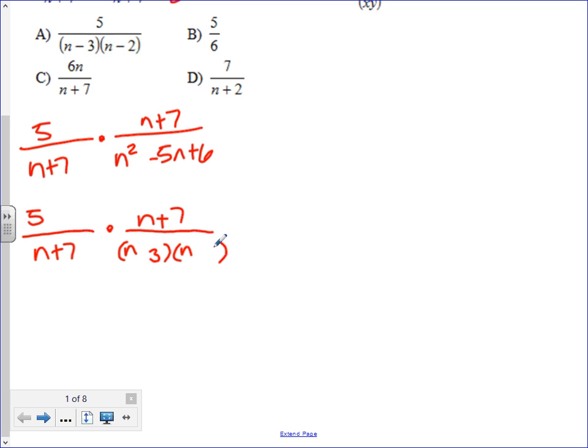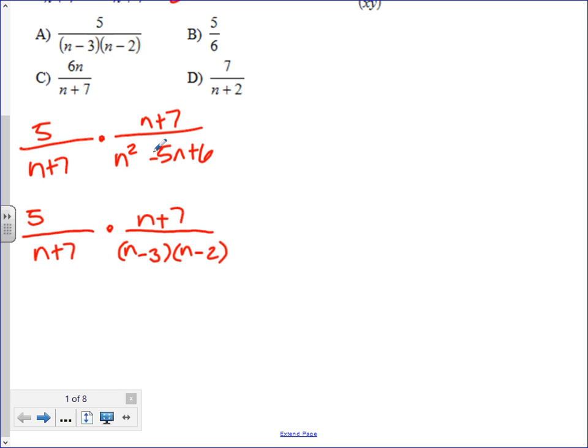Because 3 times 2 is 6, and 3 plus 2 is 5. What should your signs be? Keep in mind, you need a positive 6 here. How are you going to get that? Two negatives multiply together to make a positive. And negative 3 plus negative 2 is negative 5. That works perfectly.